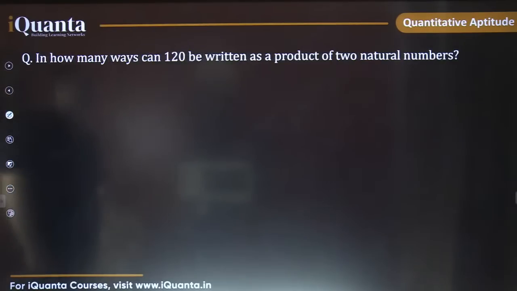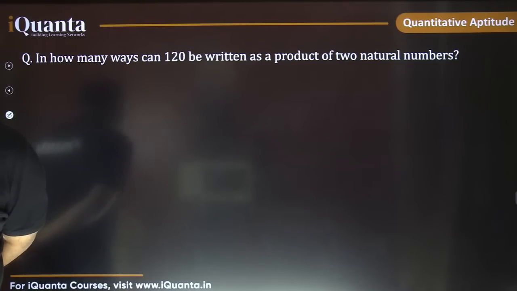So here is the next question. In how many ways can 120 be written as a product of two natural numbers? Now we are turning to the topic of factors. It's factors now. Please be quick.